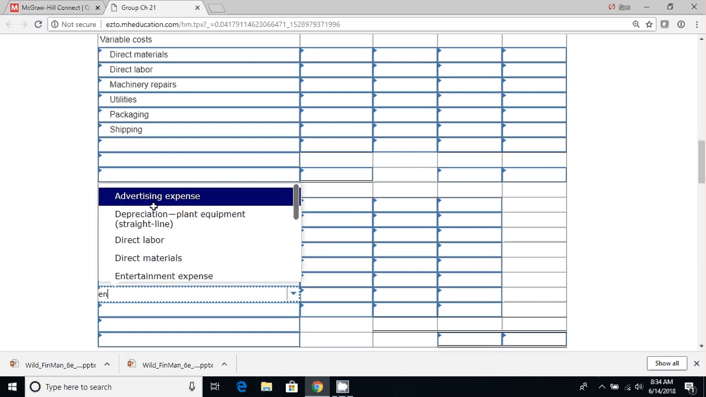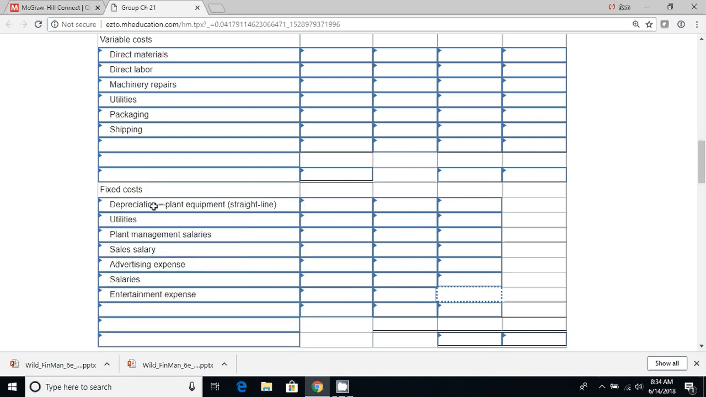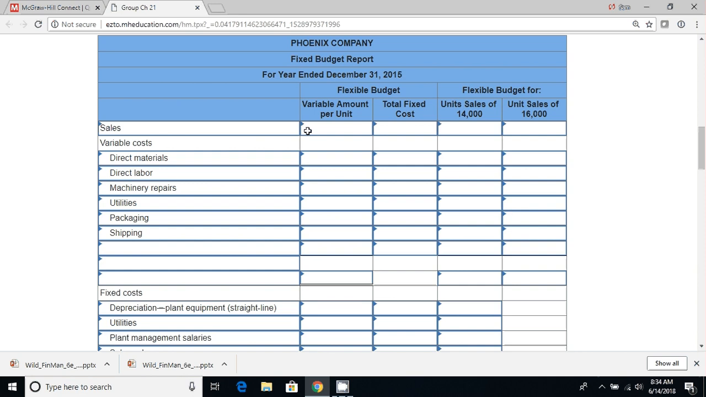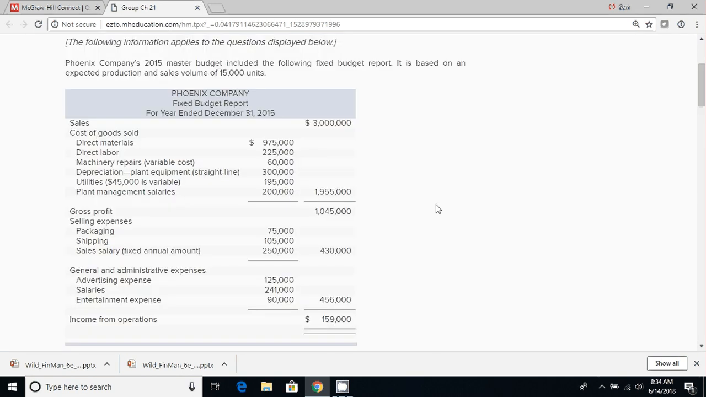And we had entertainment. Okay, so that's the stuff that we had in there. Let's go ahead and start getting our flexible budget filled out. So we're getting down to sales, and we want sales per unit. So how do we figure this one out? Well, if you come up here and you look, it said sales were $3 million.